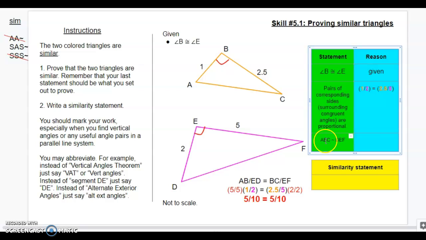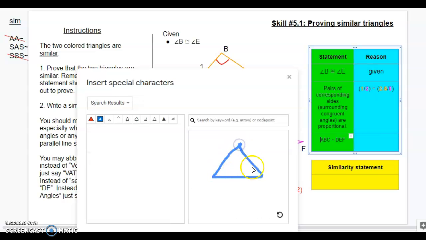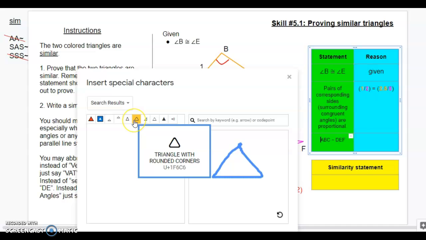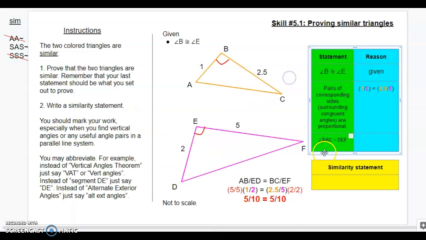Where are my triangle signs? I'm going to go get them right now out of Insert Special Characters. And that one's got rounded corners. I like this one with the pointy corners. Do I have to go do Insert Special Characters again? No, why waste your time? Put it right here. Make sure this says similar, not congruent. Okay, that's the statement that is my similarity statement.